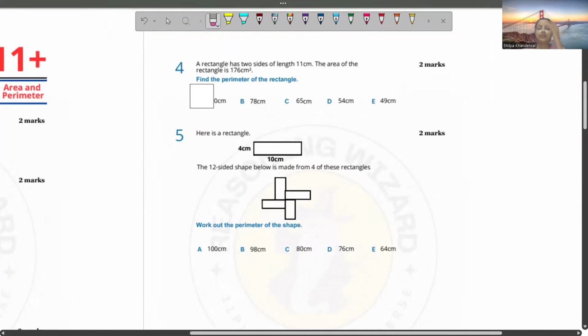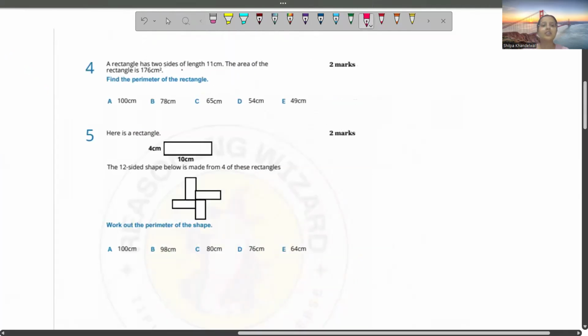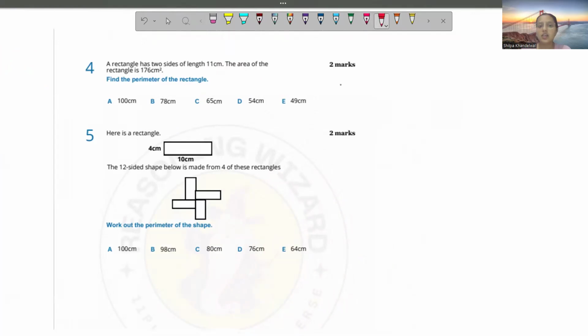Here we have the next question. Here it says a rectangle has two sides of length 11 centimeter. The area of the rectangle is given to us. We need to calculate the perimeter. Well, for that, see, the area is given. So area of rectangle is length times breadth, and it is already given to us, which is 176 centimeter, right? Now the length is already given to you, which is 11, and we need to first calculate its breadth.